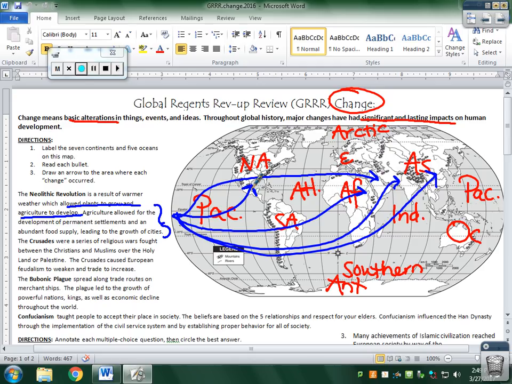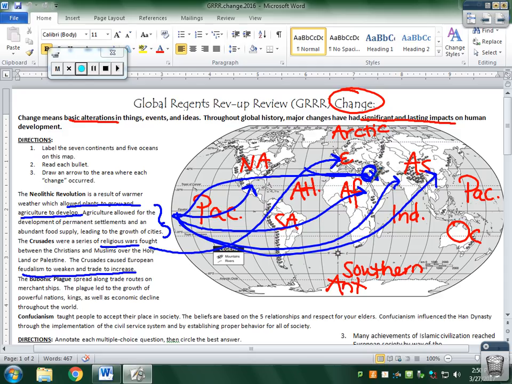Our next change is the Crusades. The Crusades were a series of religious wars fought between Christians and Muslims over the Holy Land, or Palestine. The Crusades caused feudalism to weaken and trade to increase. So again, these are the effects. Weakens the feudal system, increases trade. Previous to the Crusades, most people in Western Europe were living on manors, and after the Crusades, they stopped. The Crusades occurred, though, around the Holy Land, which is here.